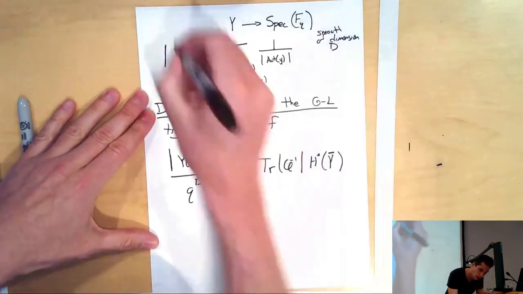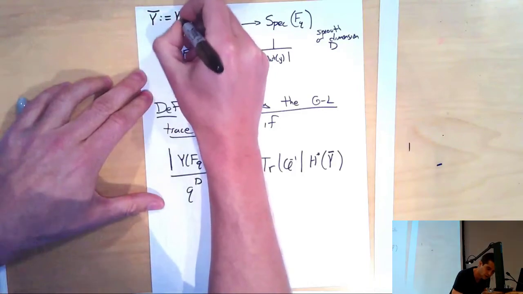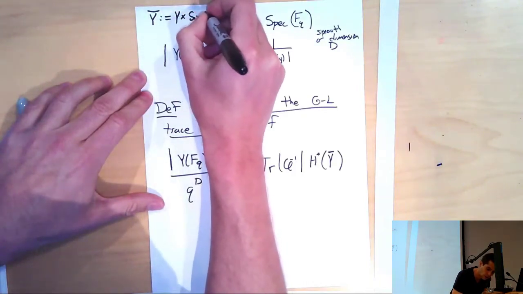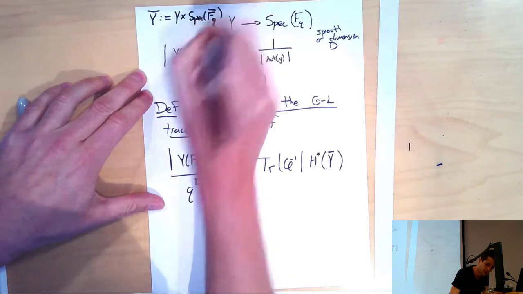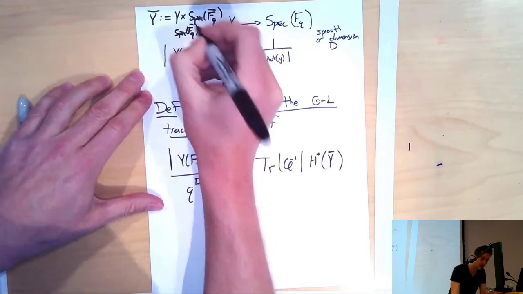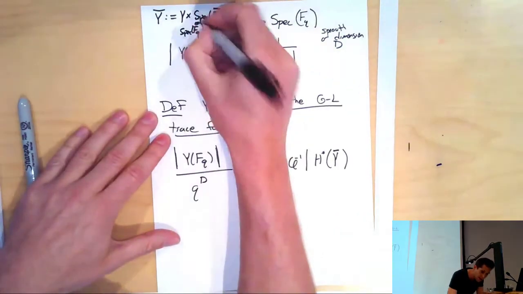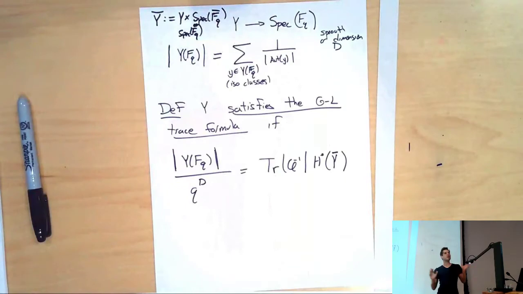So here Y bar will mean Y crossed with the spectrum of the algebraic closure of F_q. And I'll use this notation throughout the lecture. I'll put a bar on something to mean that I've extended scalars up to the algebraic closure of my field.